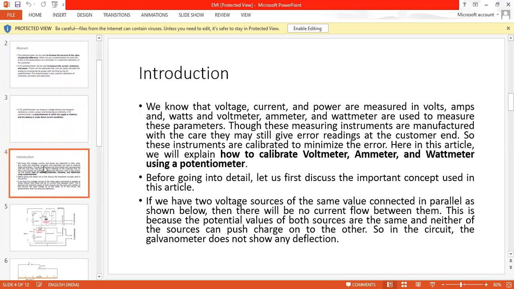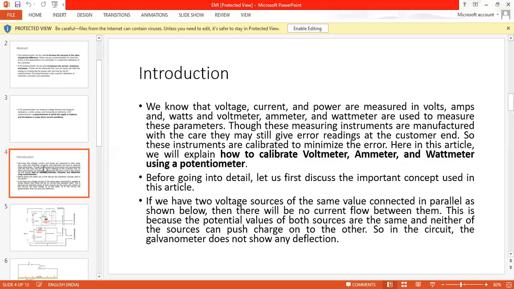Introduction. Here we know that voltage, current, and power are measured in volts, amps, and watts, and voltmeter, ammeter, and wattmeter are used to measure these parameters. Though these measuring instruments are manufactured with care, they may still give error readings at the customer end. So these instruments are calibrated to minimize the error. In this article, we will explain how to calibrate voltmeter, ammeter, and wattmeter using the potentiometer.